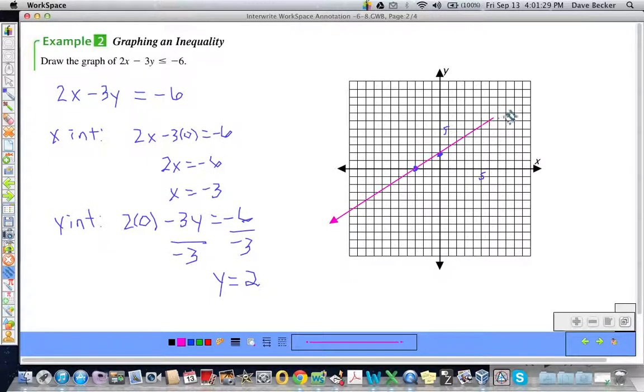We'll see how that does. Ooh, I'm getting better at drawing these lines. Okay, all right, so there's our line. Now the question is whether the solutions are on this side over here or this side over here.